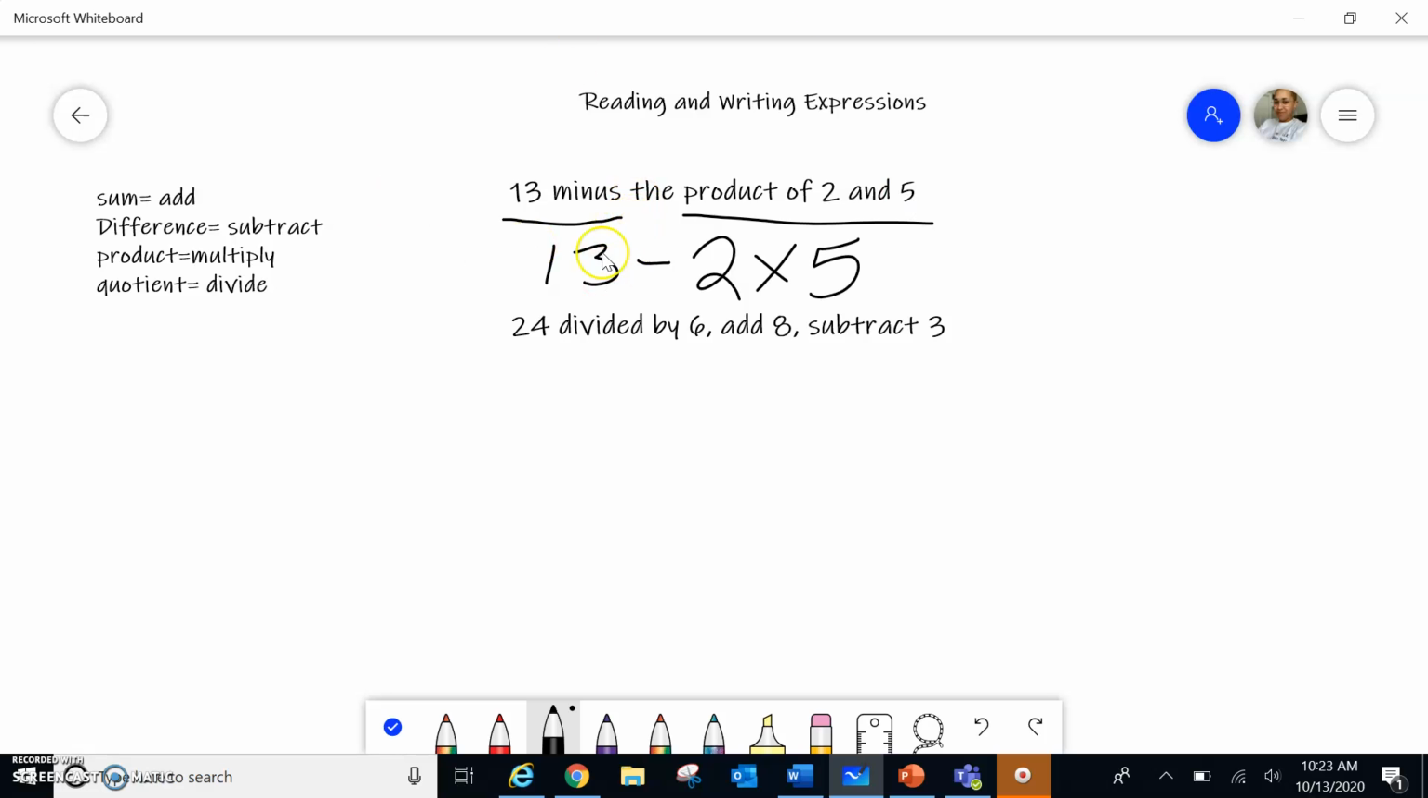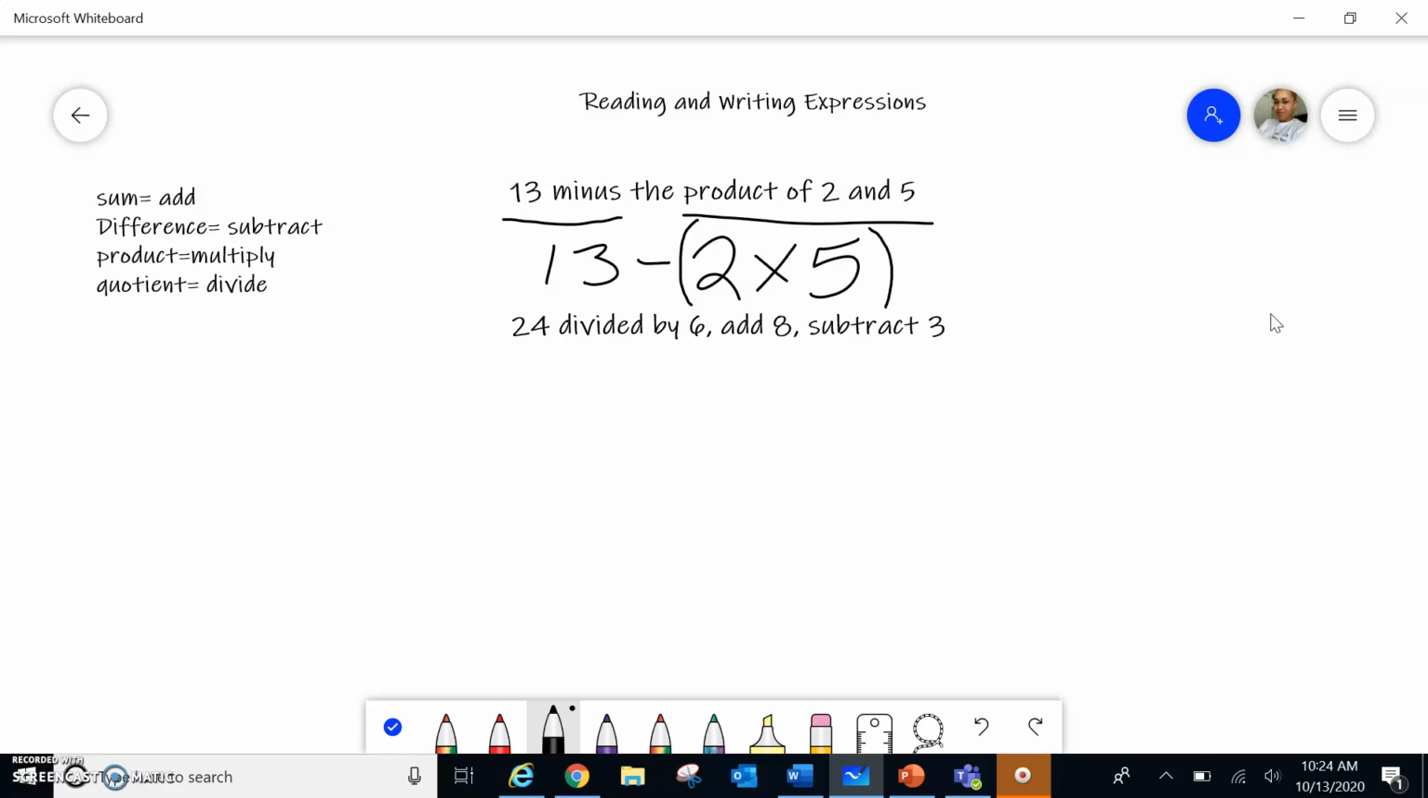And really what this is saying is we're going to subtract from 13 the answer of 2 and 5. Sum is the answer to when you add. The difference is the answer to when you subtract. Product is the answer to when you multiply. Quotient is the answer to when you divide. So this is saying 13 minus the answer to 2 times 5. So if you wanted to, you could also put parentheses around it. But of course, we know with order of operations, 2 times 5 would be done first.